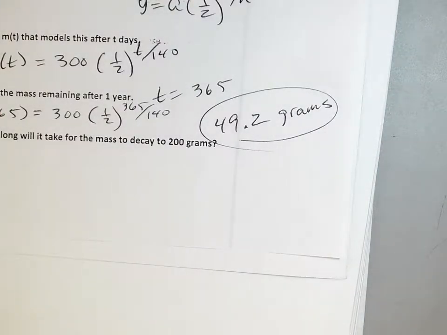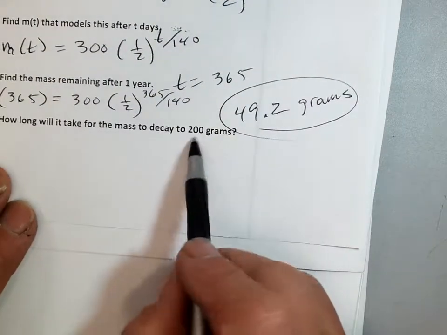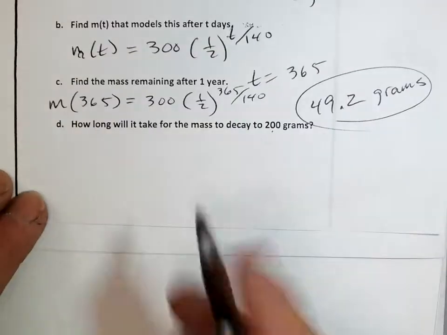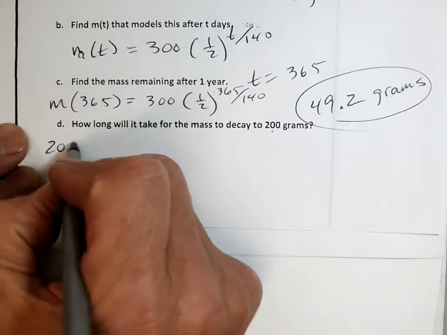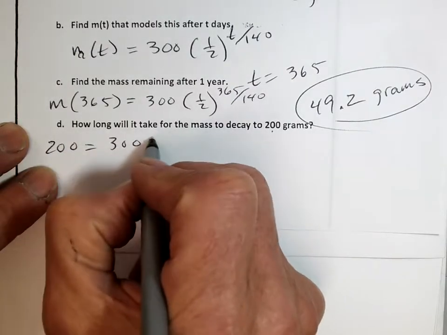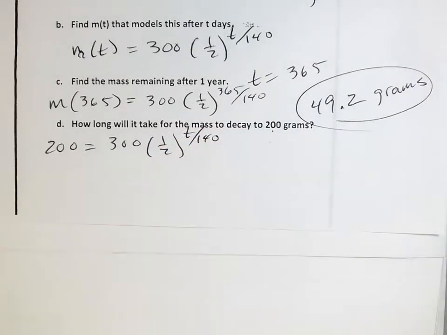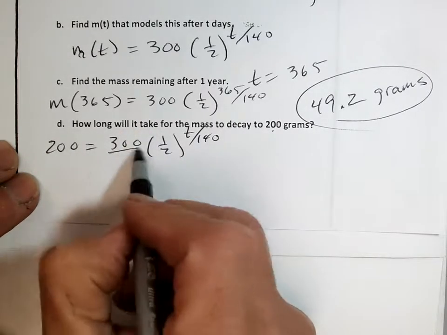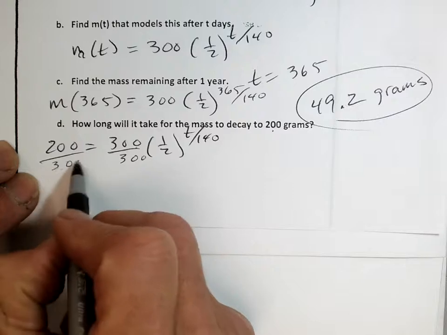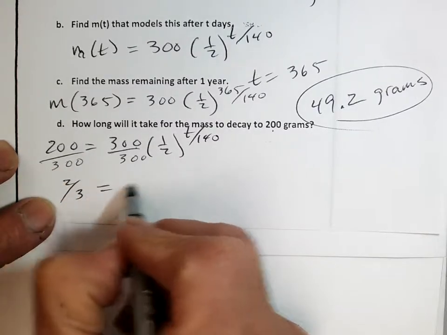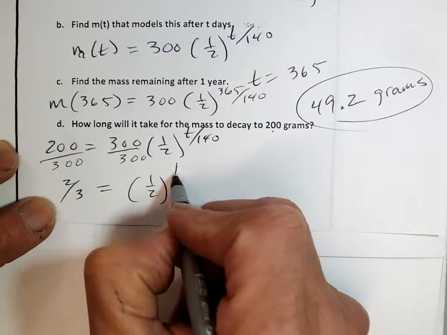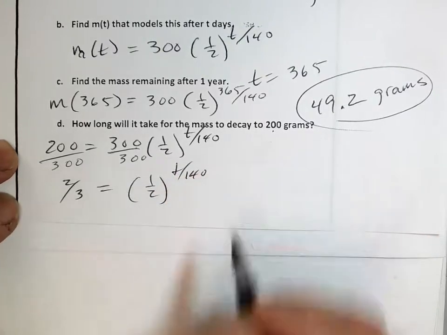Pretty easy, right? So see, Zoe, these problems aren't too bad because they're extremely specific to what we're talking about. Now, how long will it take for it to decay to 200? We'll do the same thing. We set 200 equals 300 times 1/2 to the t over 140, and we'll solve. I know I'm going to need to take a log, so I'll divide by 300. I get 2/3 equals 1/2 to the t over 140.